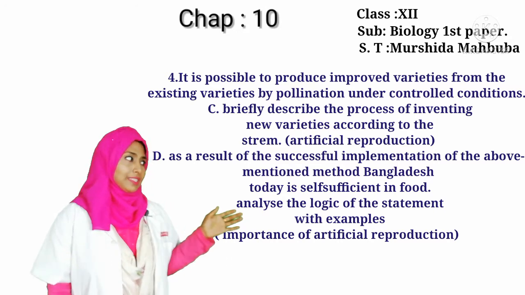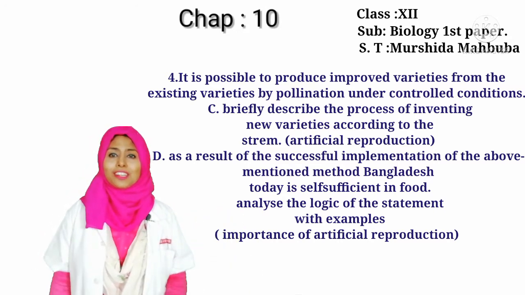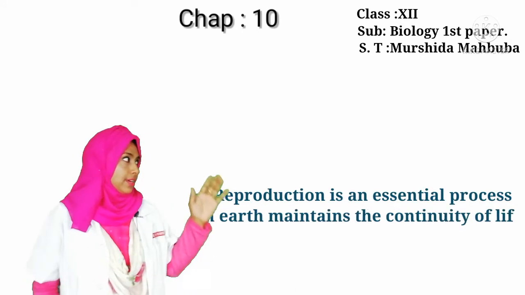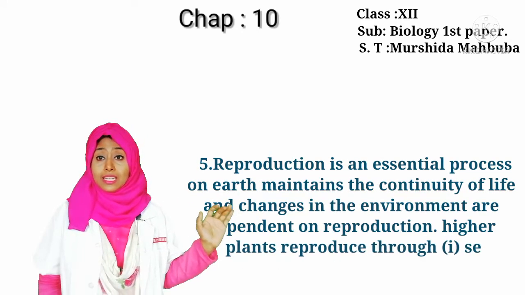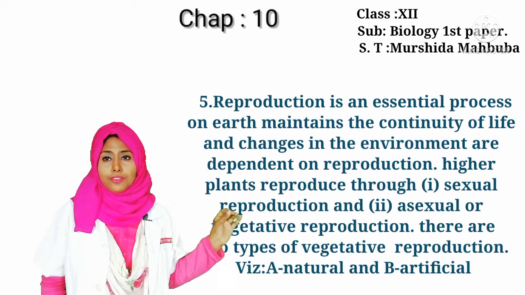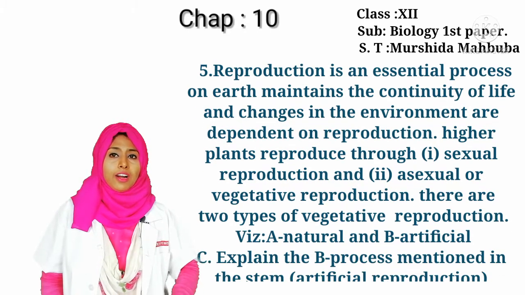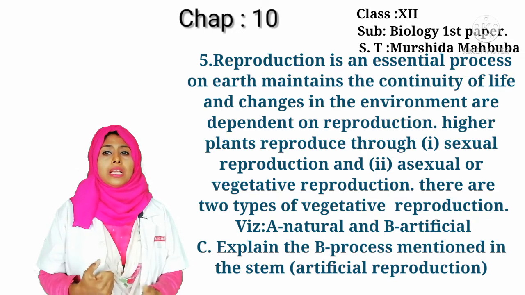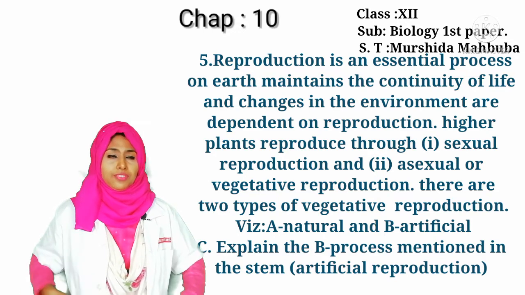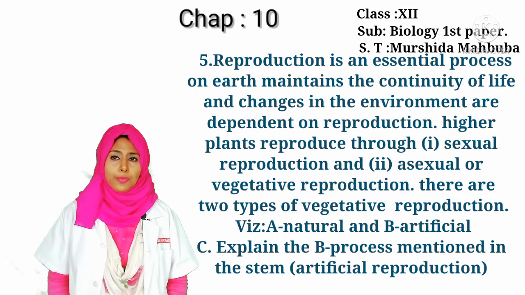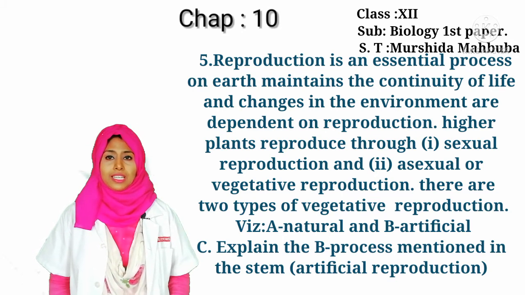Importance. Here, my dear students, you have to write down the importance of artificial reproduction. You know what artificial reproduction is. Reproduction is an essential process on earth, it maintains the continuity of life, and changes in the environment are dependent on reproduction. Higher plants reproduce through sexual and asexual vegetative reproduction. There are two types of vegetative reproduction, which are natural and artificial.